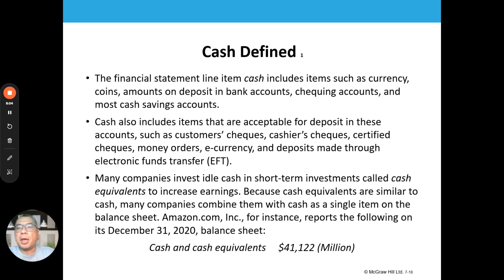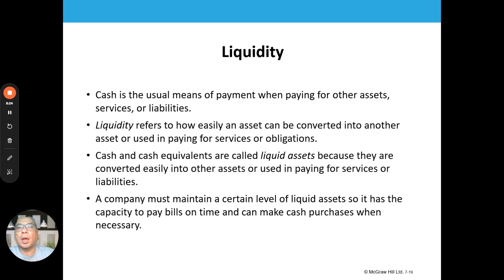Okay, many companies invest cash in short-term investments called cash equivalents to increase the earnings. So, okay. Example, yeah. Amazon.com reported the following in December: cash and cash equivalents of $41 billion. Okay, that's a good example.